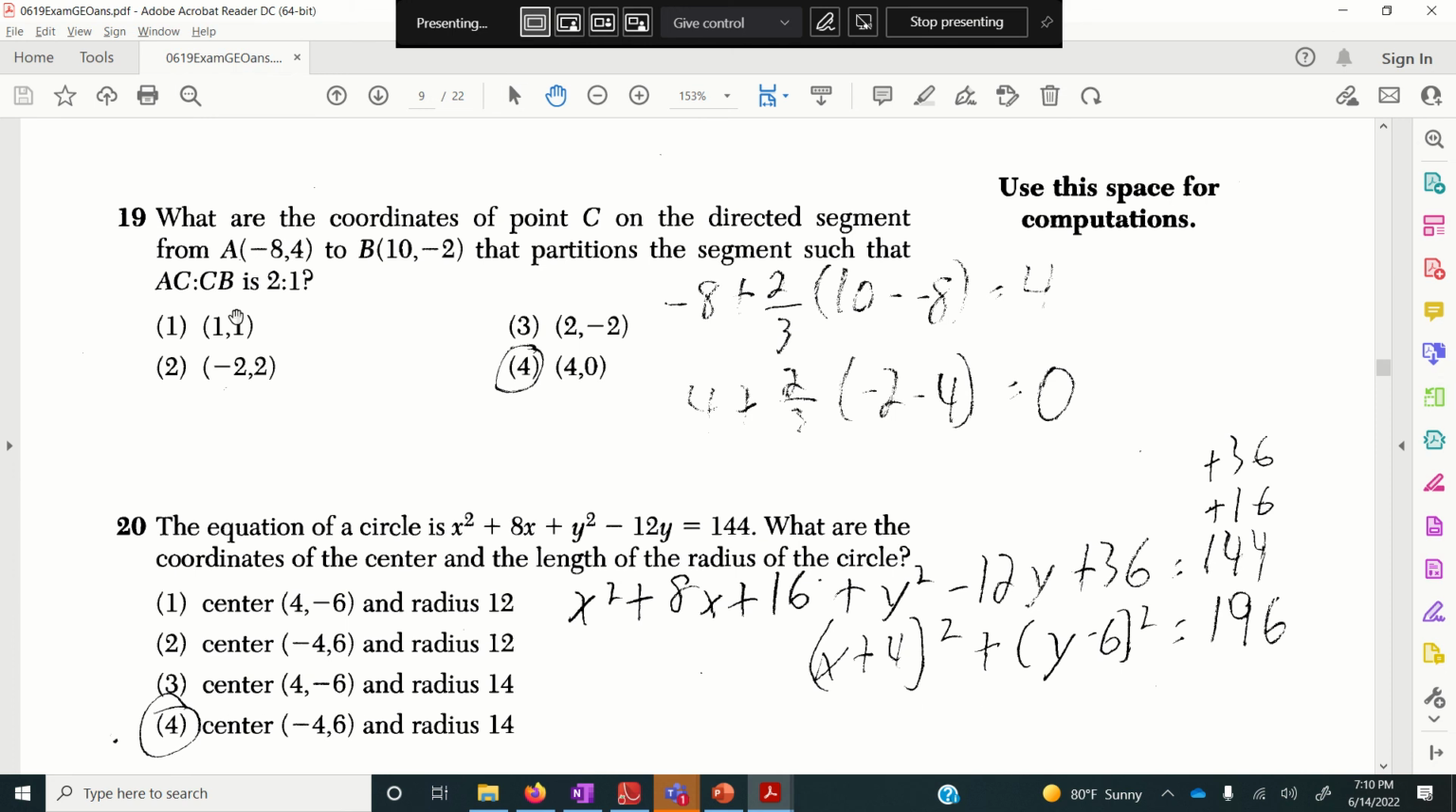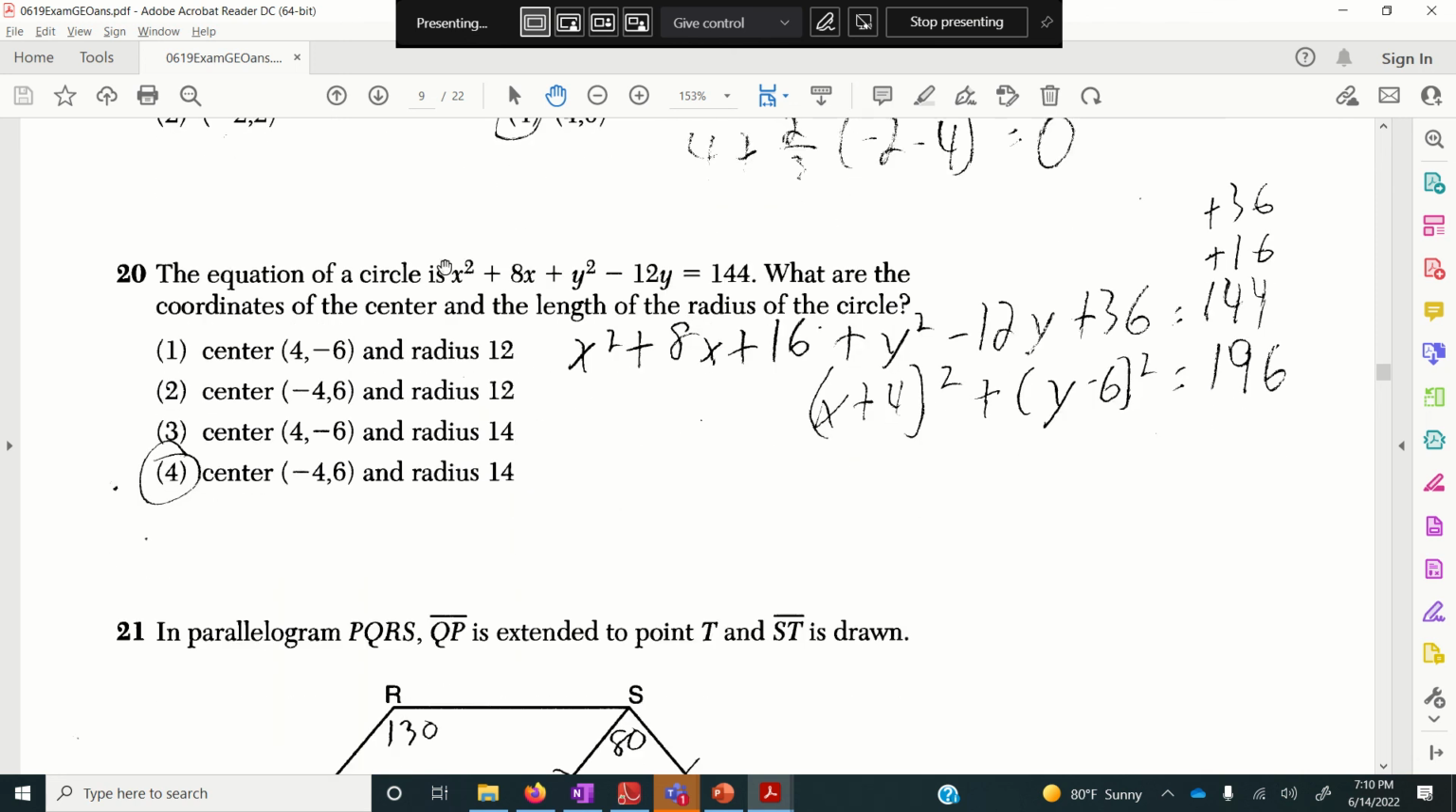Number 19, partitions the segment 2 to 1. So remember, we're doing the change in x, the change in y. This is a ratio of 2/3. So the difference here, or how to get from negative 8 to 10, is 18 times 2/3, and then add it to negative 8. So that should give you an x coordinate of 4. From 4 to negative 2 is going down 6, times 2/3 is 4, negative 4, and then plus 4 gives you 0, and you should have choice number 4 there.